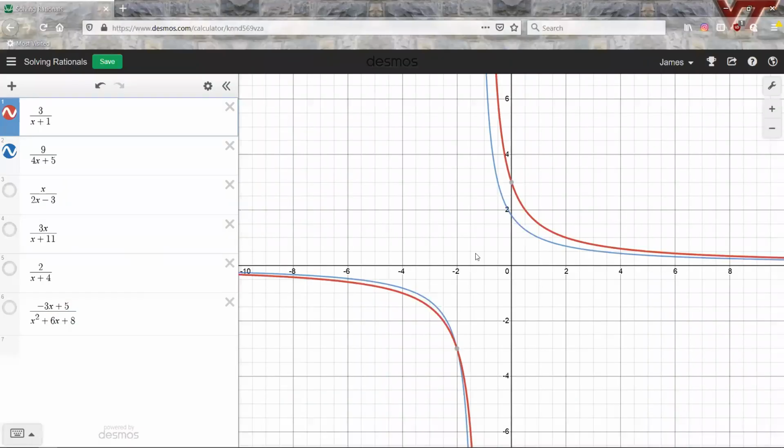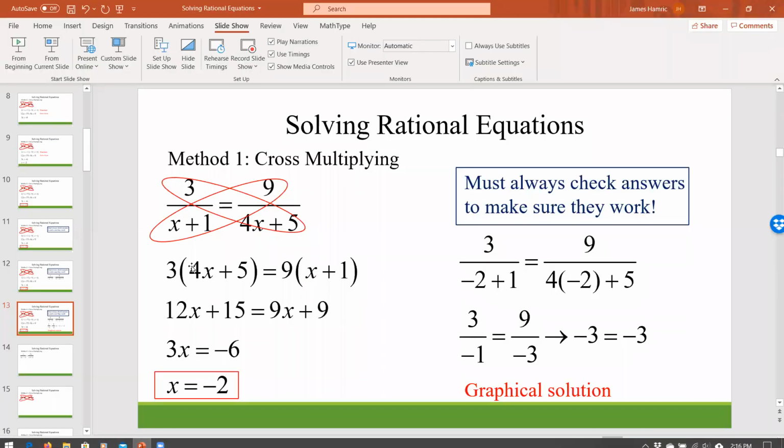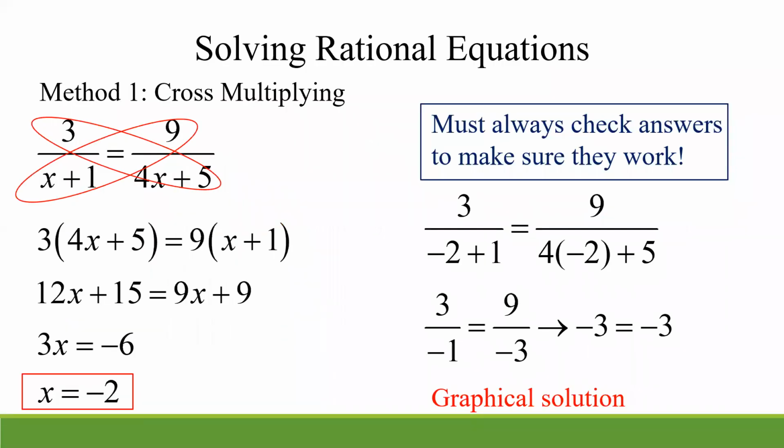On Desmos, I worked a little bit ahead, and I already have some different problems in here. Notice, these are my 2 equations: 3x over x plus 1, and then 9 over 4x plus 5. And notice the one intersection point they have in common is this point, -2, -3. All I care about is the x value. So that's why the solution on that one was just x equals -2. So I'm going to get rid of those and get ready for the next one. That's what's going on when you're doing the cross multiplying.